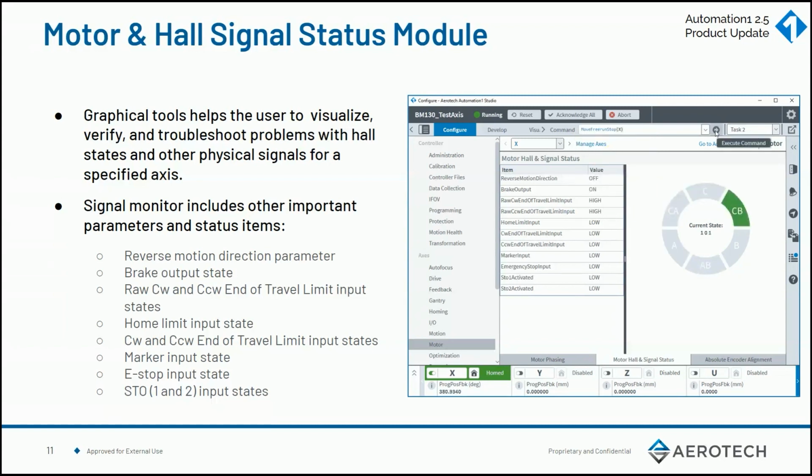There's some other signals that are important to setting up an axis that are shown here, such as the reverse motion direction parameter, the brake output state, and quite frankly, a whole bunch of other things associated with limits, home, marker inputs, e-stops, and STO. So take a look at this when you open up Automation1 version 2.5.